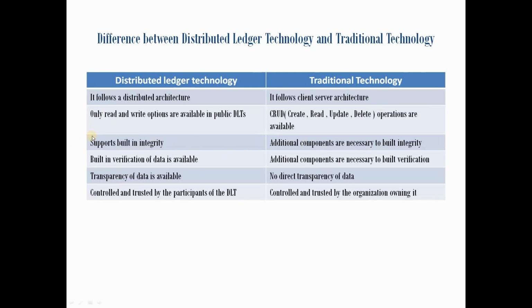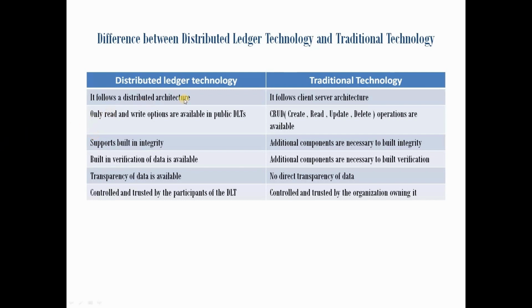Now the next one, the DLT supports permissioned operation. So what does it mean? It means that you can provide several permissions on DLT based on the need. In public blockchains such as Ethereum or Bitcoin, you can only make read or write operations available. On the other hand, traditional technology supports create, read, update, delete operations.